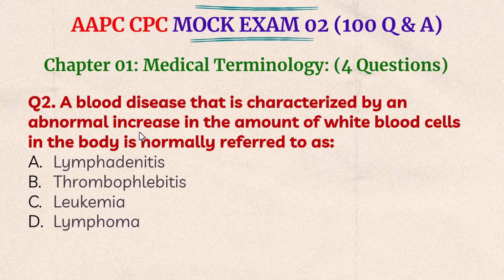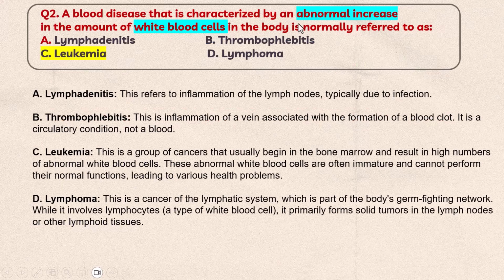Question number 2. A blood disease that is characterized by an abnormal increase in the amount of white blood cells in the body is normally referred to as A. Lymphadenitis, B. Thrombophlebitis, C. Leukemia, D. Lymphoma. Answer the question. So here you have to highlight this is abnormal increase in white blood cells. So the correct answer is C.